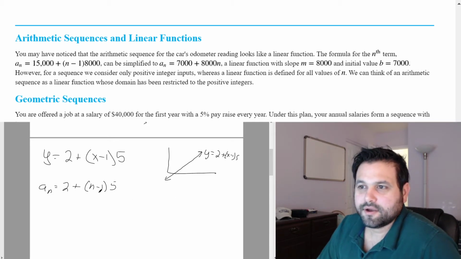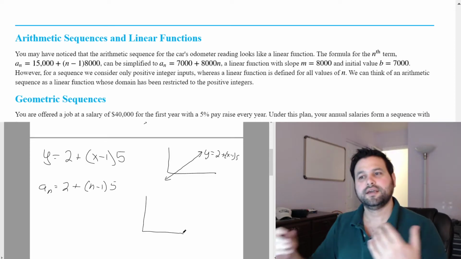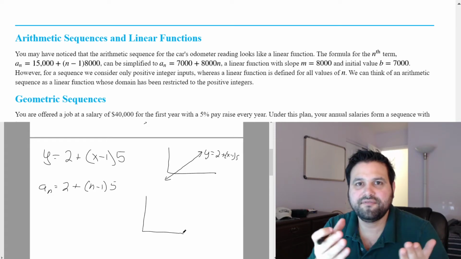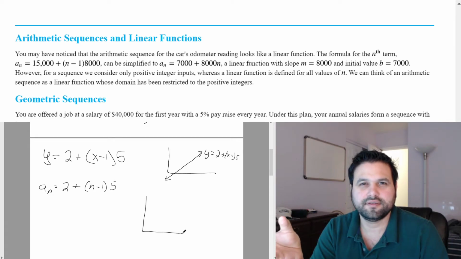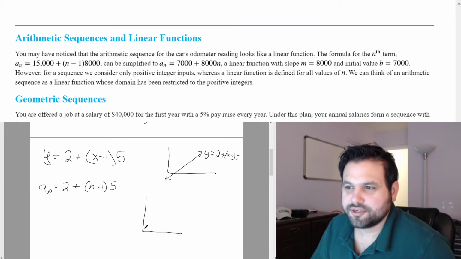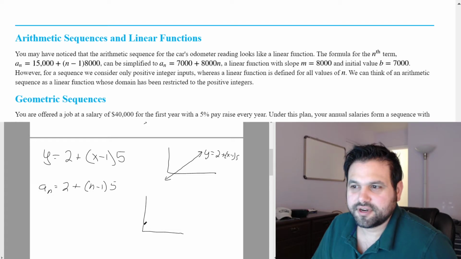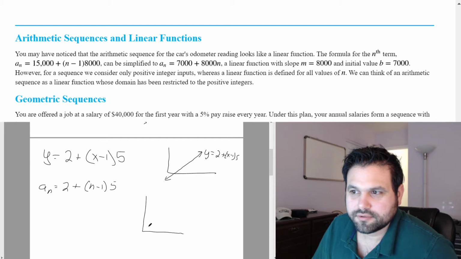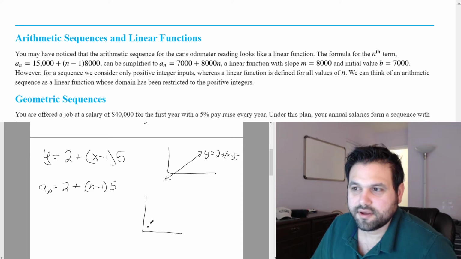Okay. With this sequence, what do I get? Well, with the sequence, you can't plug in fractions. You can't find the 4.5 term, right? That doesn't make any sense. So with the sequence, essentially, we're just starting at our 2 as the first term, when n equals 1, and we're going up by 5 every time, and we kind of get something like this.